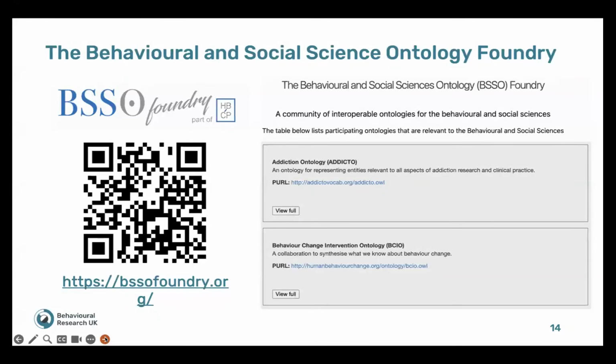So if you're interested in having a little look at the BSSO Foundry, then you can access the BSSO Foundry webpage via this QR code that's on the screen, or there's the web link as well there. And this Foundry will provide you with a list of different ontologies in the field that are of relevance to the social and behavioural sciences. And later in this webinar, Janna is going to give you a demonstration of how you can explore these ontologies and the concepts within these ontologies in a little bit more detail.